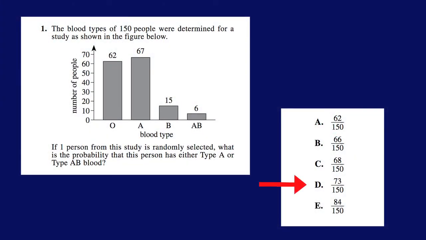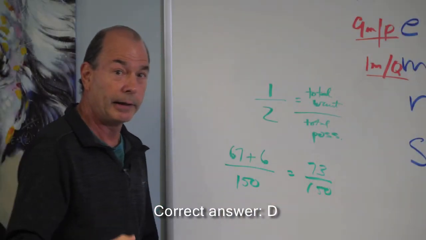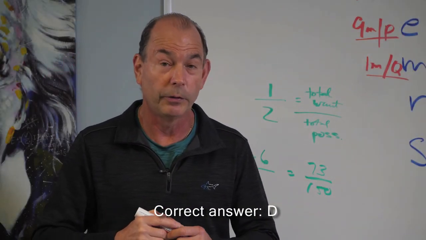67 plus 6 is 73. Out of 150, ding, ding, ding, that's the answer. Very simple question, okay? All right, what kind of math? Arithmetic.